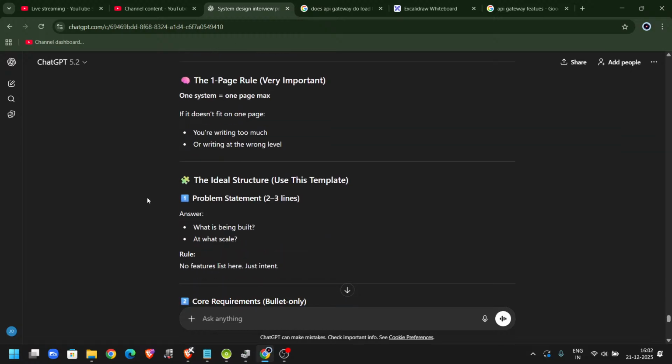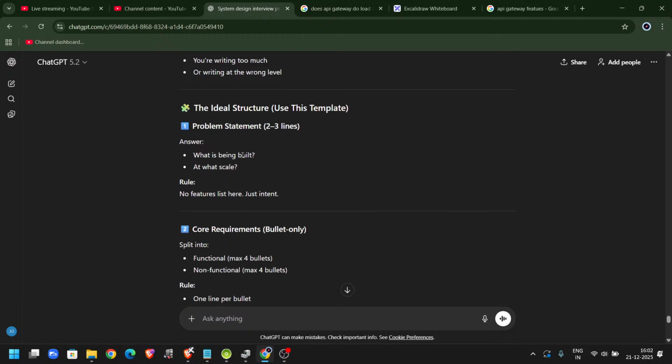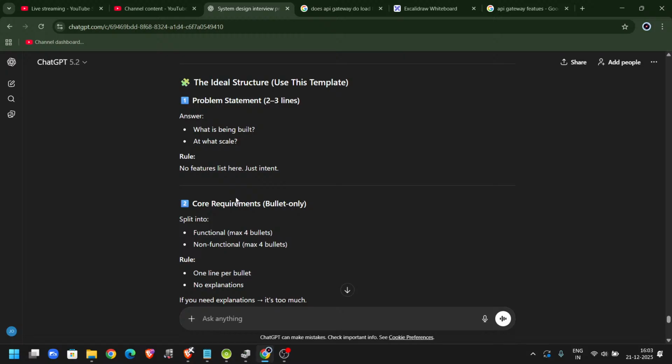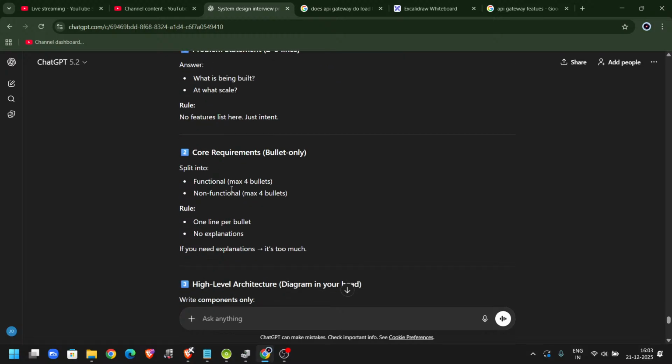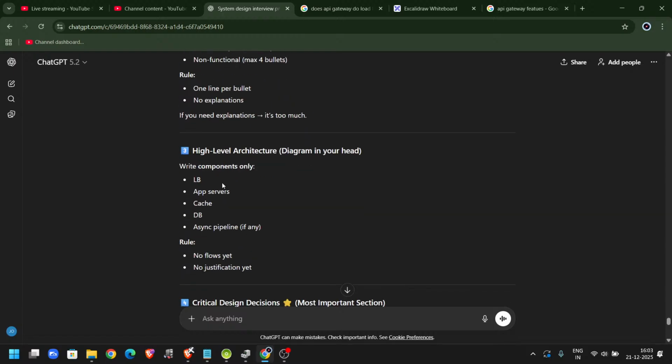The one page rule, very important. One page is equals to one system is equals to one page max. If it does not fit on one page, you're writing too much or writing at a wrong level. The ideal structure, use this template: problem statement, 2-3 lines, answer. What is being built? At what scale? No features list here, just intent. Core requirements, bullet only, split into functional, max 4 bullets, non-functional, max 4 bullets. Okay, write components only, load balancer, app servers.